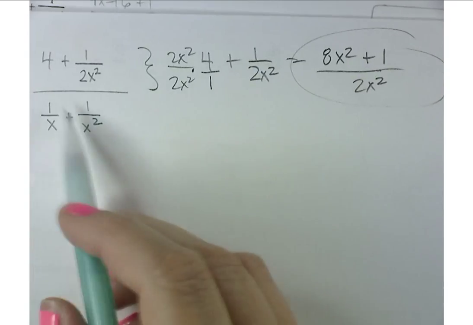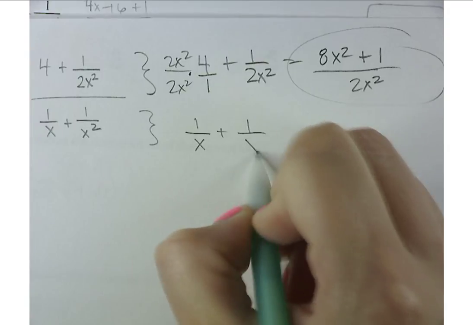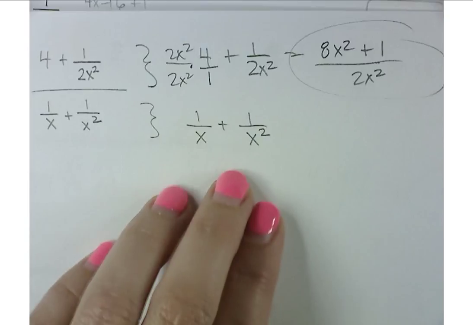All right, let's do the bottom. So the bottom is 1 over x plus 1 over x squared. Okay, Aiden, what do you think the LCD is here?